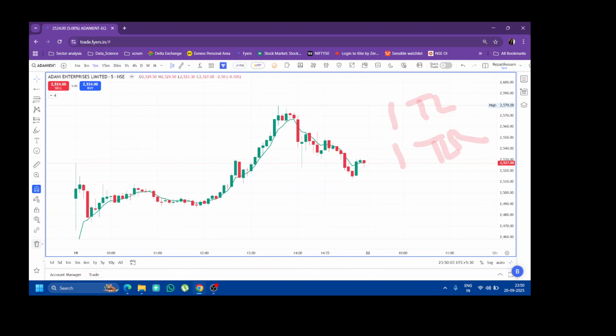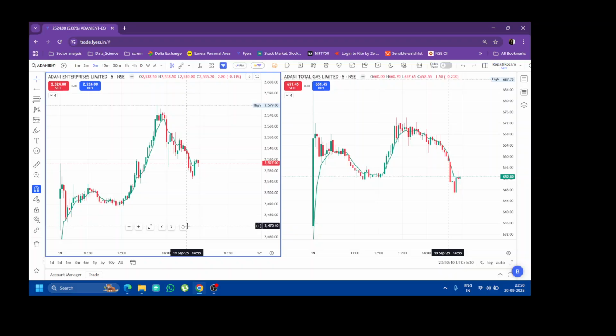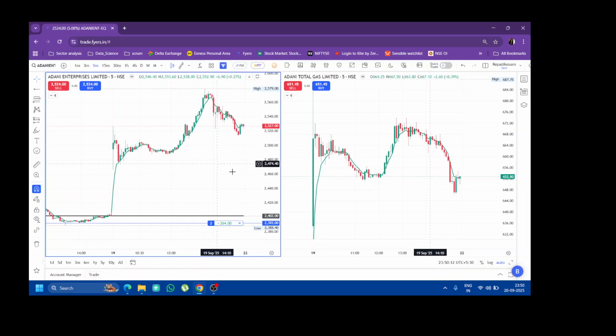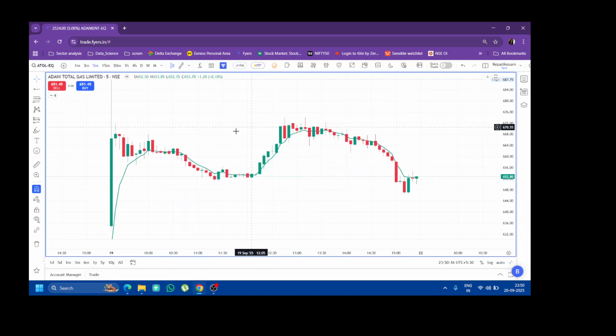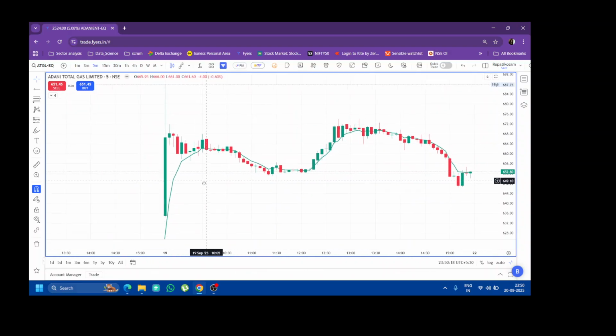So this is about Adani Enterprises, what happened on Friday, and this is my backtesting and learning from my mistakes. So I thought of sharing my trade and my mistakes. So let's apply the same concept on any stocks in future, right?